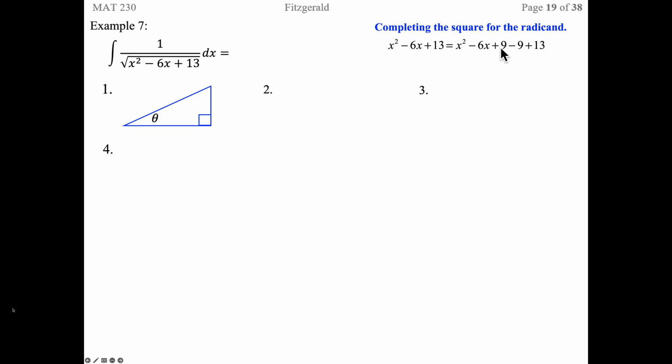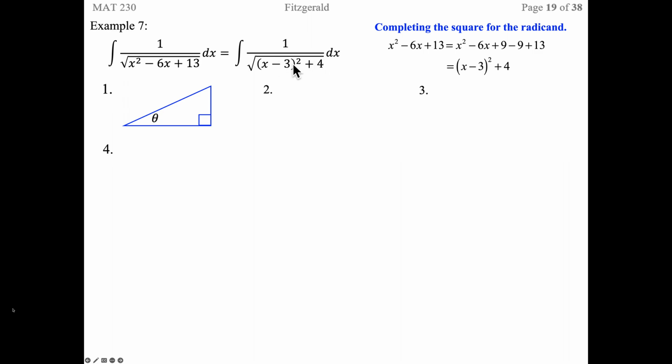So block off this trinomial here. This should turn into a binomial squared, so x minus 3 squared. What two factors multiply to be 9 and add up to be negative 6? X minus 3, x minus 3. Negative 9 plus 4 is 13, so here's my perfect square. We'll rewrite our integral with that radicand on the inside.